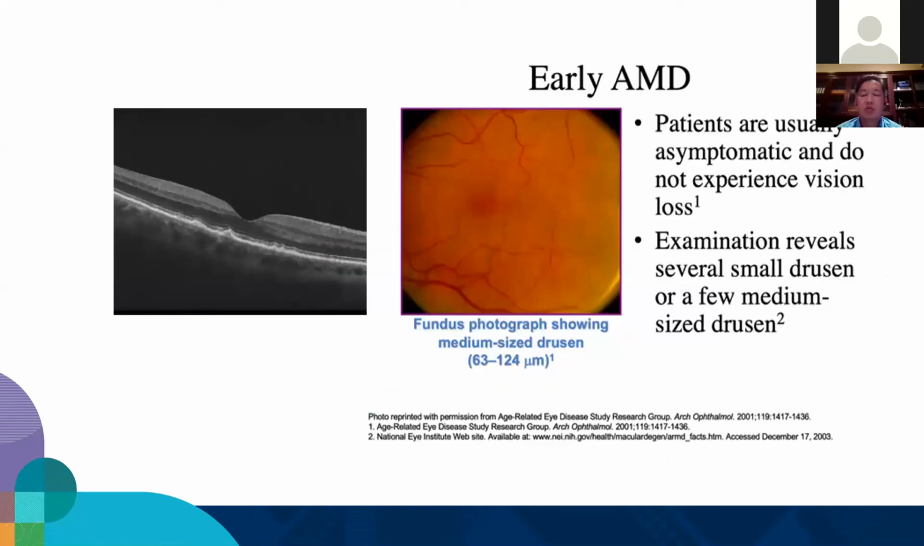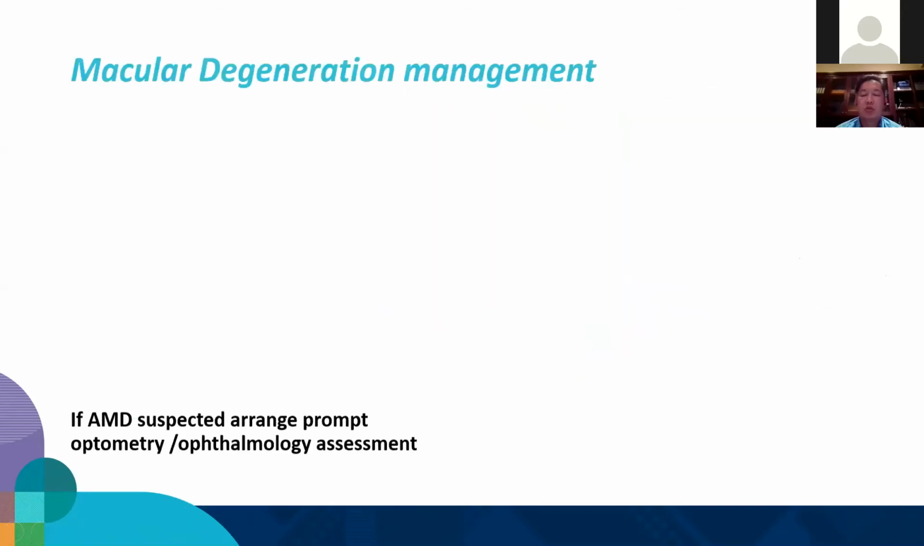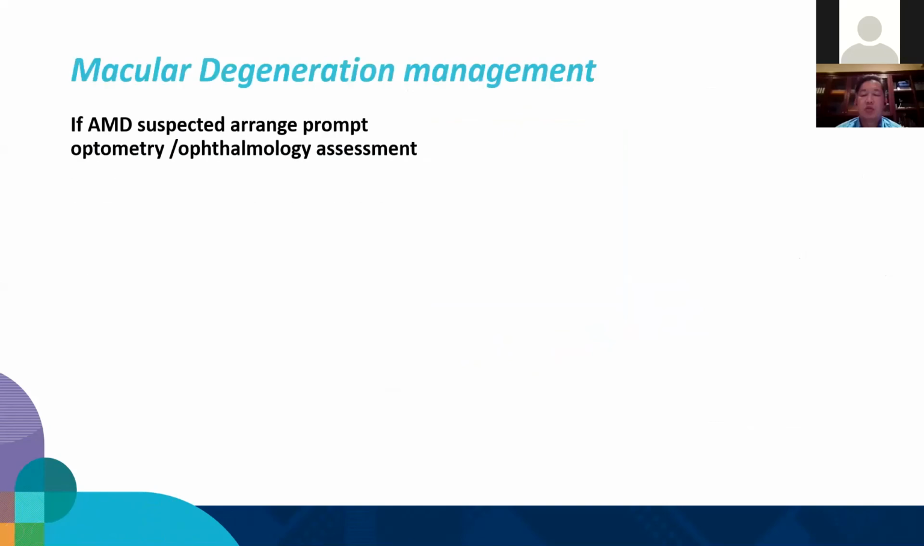The stage before intermediate is the early AMD, and what happens is these spots are a little bit smaller, small drusen, small little dots here. Again, usually the vision is not affected. Okay, so if you see drusen or the vision is affected, you need to arrange an optometric or ophthalmic assessment.